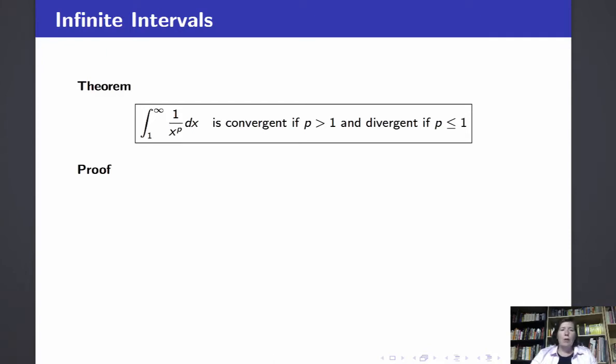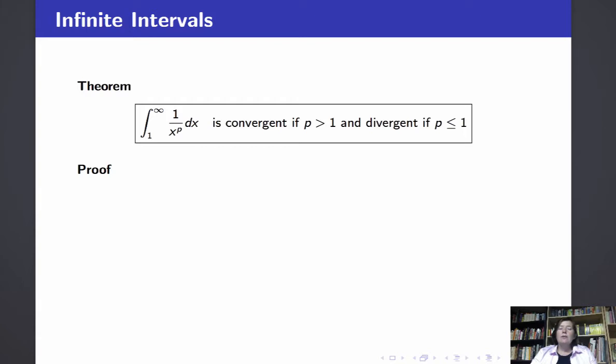In the first video, we saw that the behavior of the integral from 1 to infinity of 1 over x to the p depends on the value of p. So when p was equal to 1, we had the integral from 1 to infinity of 1 over x was divergent. And when p was equal to 3, which is bigger than 1, the integral from 1 to infinity of 1 over x cubed was convergent. In fact, it converged to 1/2. And the overall behavior looks like this.